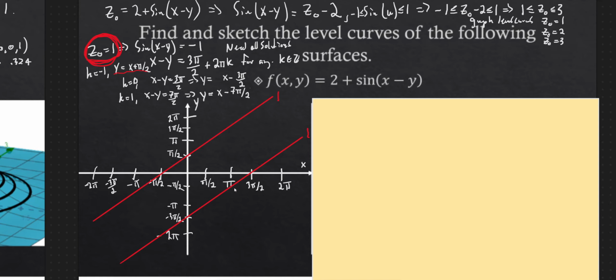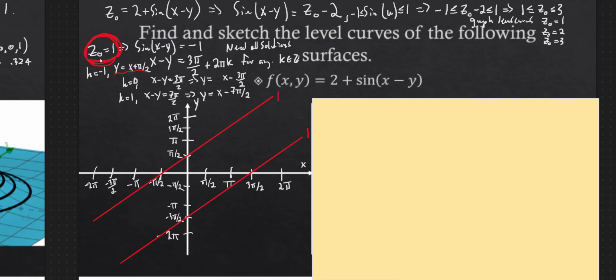Interesting. So I like this example because it shows that our level curves do not have to be connected. Curves don't have to be connected. They could be disconnected lines like this one, or maybe they're circles that are disconnected from each other. That can happen. So that was at z naught equal 1.